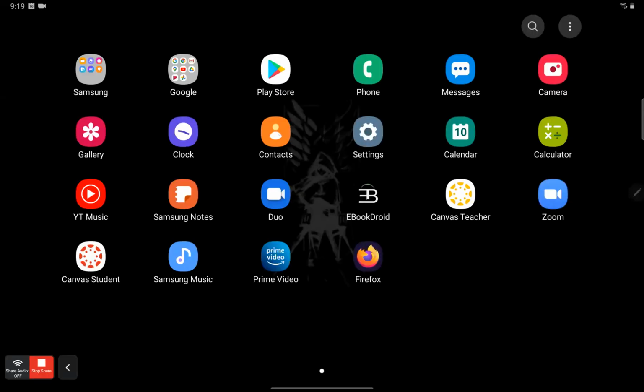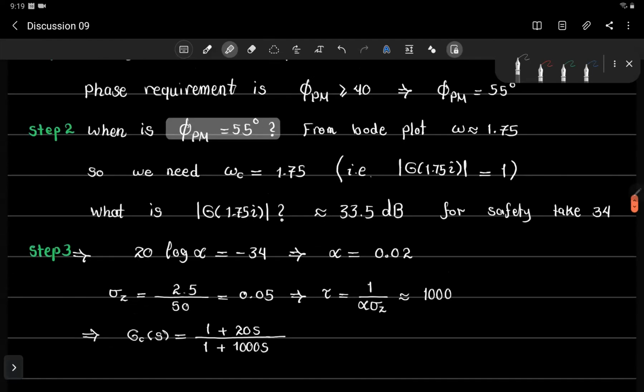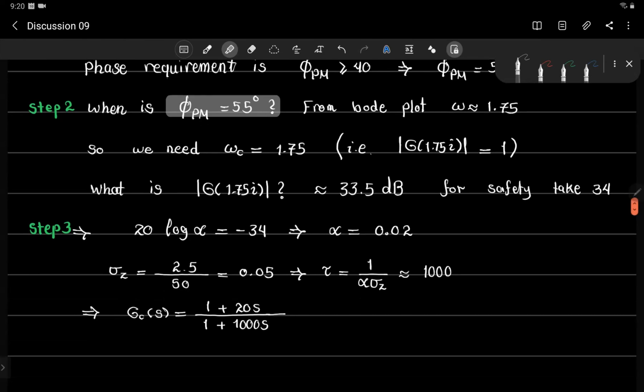So that's what we do in the lag design. First, we look at how much attenuation we need. We said approximately 33.5, so for safety we're just going to make that 34. Recall that the amount of attenuation is equal to 20 times log alpha. We want 20 log alpha to be equal to negative 34, which gives us that alpha is approximately equal to 0.02.